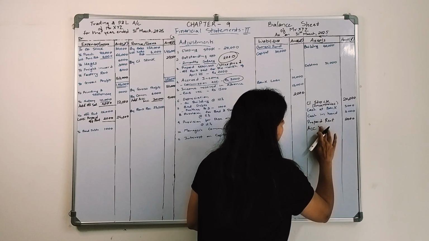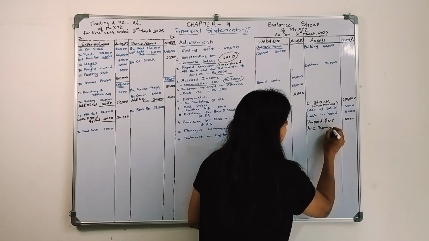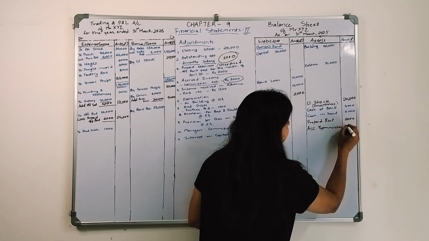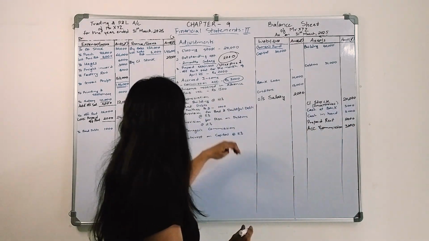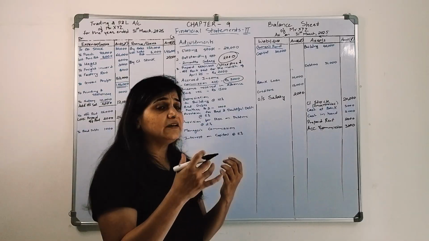Accrued commission 3000. The next is income received in advance.